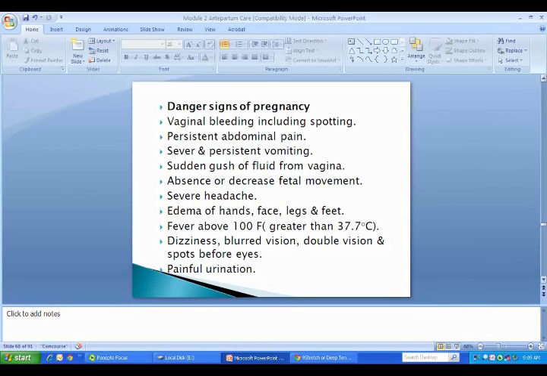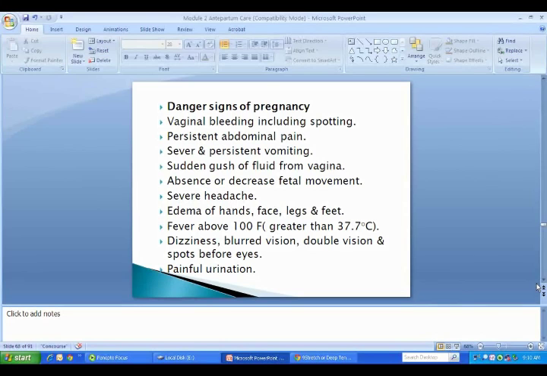Persistent abdominal pain, severe and persistent vomiting, we went over that. It could result in electrolyte imbalance. Sudden gush of fluid from the vagina, which means her membranes have ruptured, and our concern with that is a prolapsed cord. So if there's pressure on the cord, there is no blood flow from that cord to the fetus. And we'll go over details of that in our fetal assessment lecture.